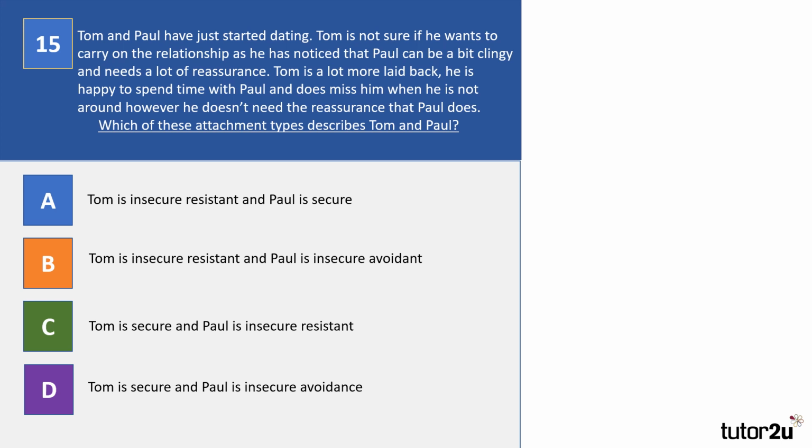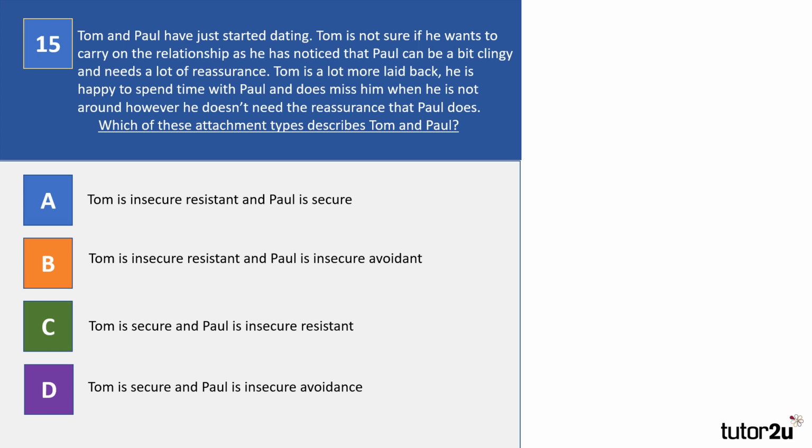Tom and Paul have just started dating. Tom is not sure if he wants to carry on the relationship, as he's noticed that Paul can be a bit clingy and needs a lot of reassurance. Tom is a lot more laid back. He's happy to spend time with Paul and he does miss him when he's not around. However, he doesn't need the reassurance that Paul does. Which of these attachment types describes Tom and Paul?